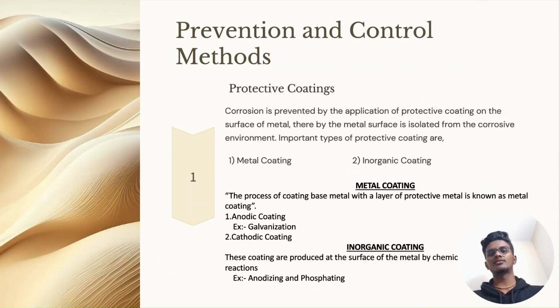What are the prevention and control methods of corrosion? Protective coating. Corrosion is prevented by application of a protective coat on the surface of the metal, thereby the metal surface is isolated from the corrosive environment. Important types of protective coating are metal coating and inorganic coating. Metal coating. The process of coating a base metal with a layer of protective metal is also known as metal coating. Anodic coating, galvanization, cathodic coating. Inorganic coating. These coatings are produced at the surface of the metal by chemical or electrochemical reaction: anodizing and phosphating.